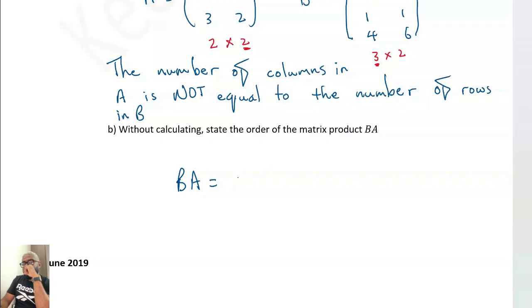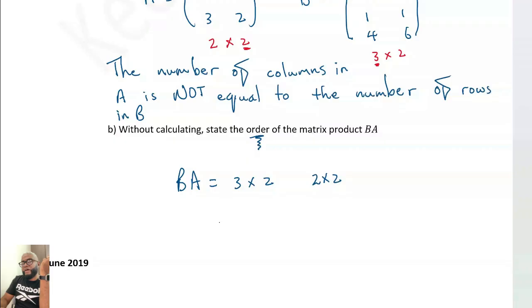Actually, not the product, sorry, the order. I say product. What is the order of the matrix B? 3 by 2. Excellent. Pay attention. It's a 3 by 2 matrix. That's the order. Right, Chantel? And then what's the order of A? 2 by 2. Proper thing, right?